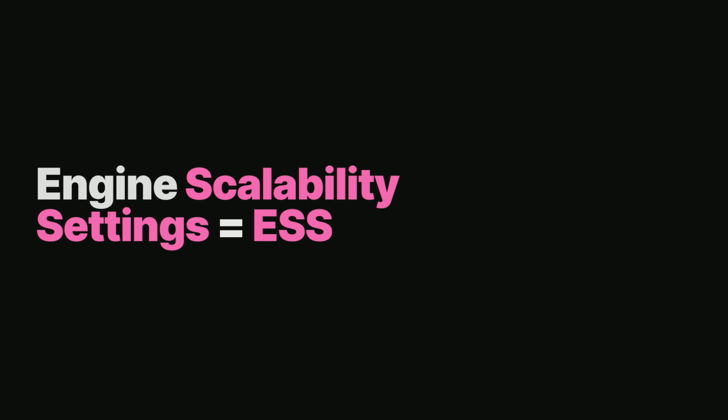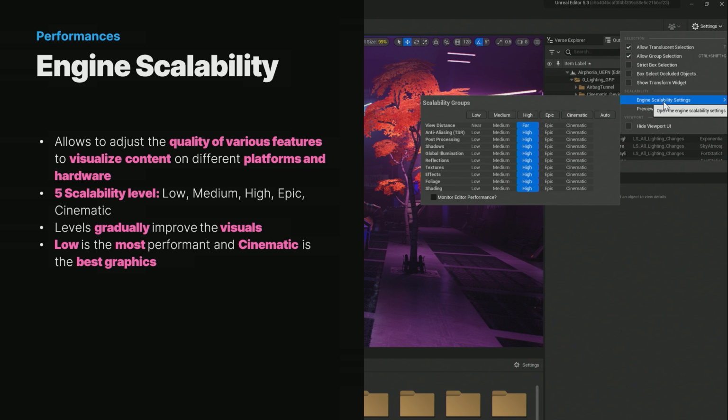Even though UEFN is currently missing any proper profiling tools, the engine scalability settings are handy for artists when it comes to optimization. And to simplify this presentation, I'll now call engine scalability settings ESS. So the ESS allow you to adjust the quality of various features in order to maintain the best performance for your game on different platforms and hardware. It has 5 scalability levels, which are low, medium, high, epic, and cinematic. These levels will then gradually improve the visuals by enabling engine features, giving the best performance at the lowest level and the best visuals at the highest level.